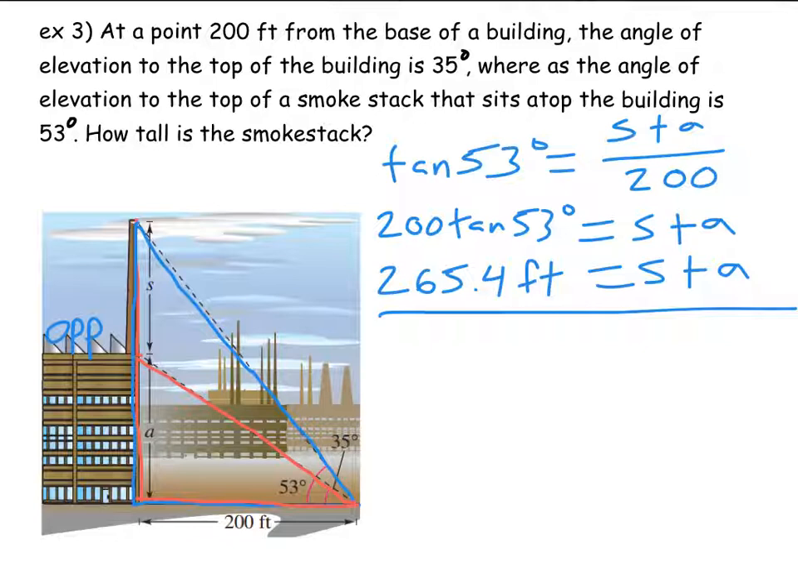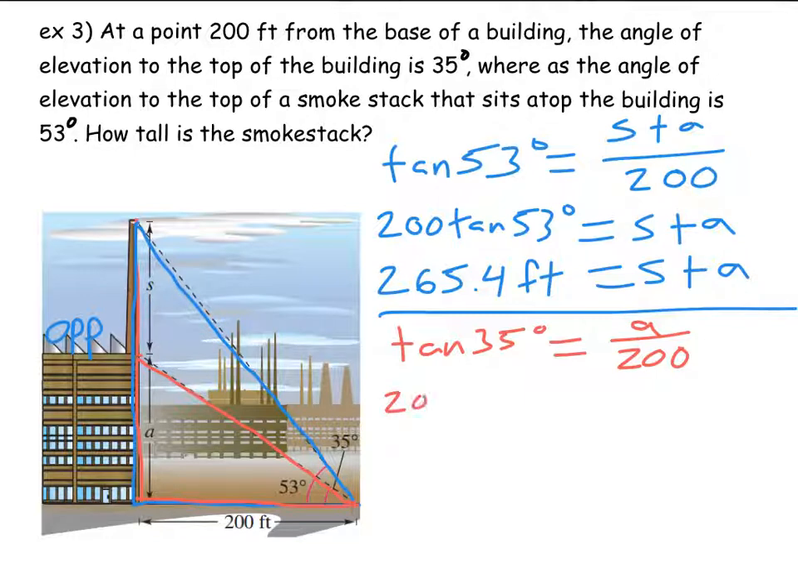Let's turn our attention now to what we're calling the little triangle, the one in red. And I could set up one that's really similar, except I'm going to use the angle of elevation that's 35 degrees and then just say A over 200, right? Because that angle of elevation goes to the bottom of the smokestack, so I'm not including that height.